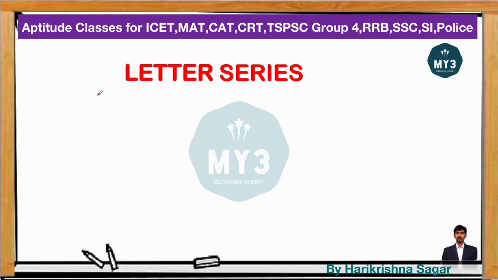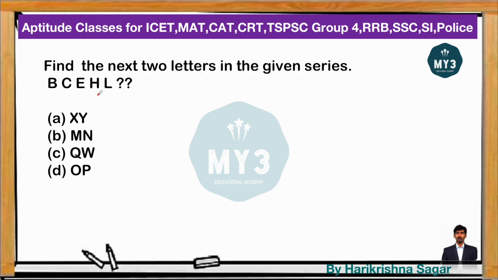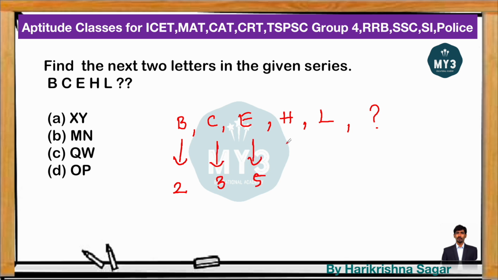Let's look at some letter series questions. In letter series, I am not going to treat any letter series question as a letter series question. I will simply convert all letters to numbers and proceed with the solution. So here B, C, E, H, L, they are asking the next two terms. Let me check. What is B? Second alphabet. What is C? Third alphabet. What is E? Fifth alphabet. And then H is the 8th alphabet, L is the 12th alphabet. We need the next two terms here.